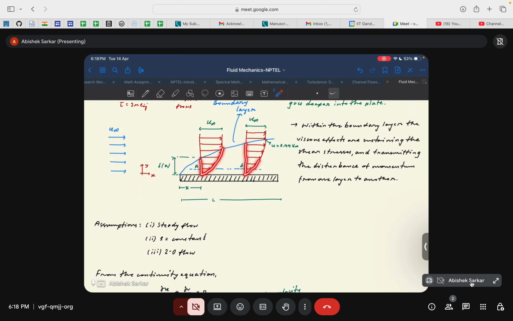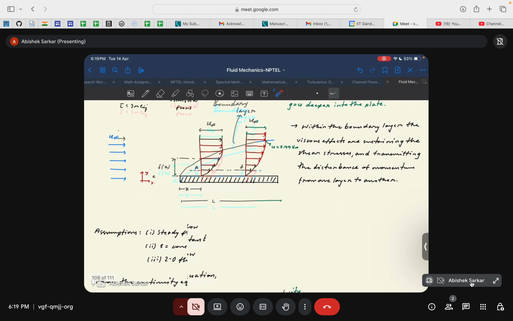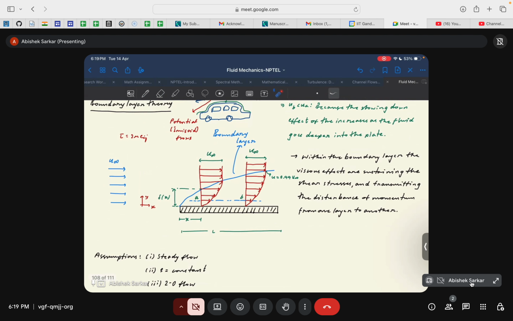The interesting thing to know is that the velocity profile at this point and at this point are not identical. They are different. If you consider the same layer within the boundary layer, say points A and B, the velocity at point A and the velocity at point B are different. Essentially the velocity at point A is larger than at point B, primarily because the viscous effects are slowing down the flow more.